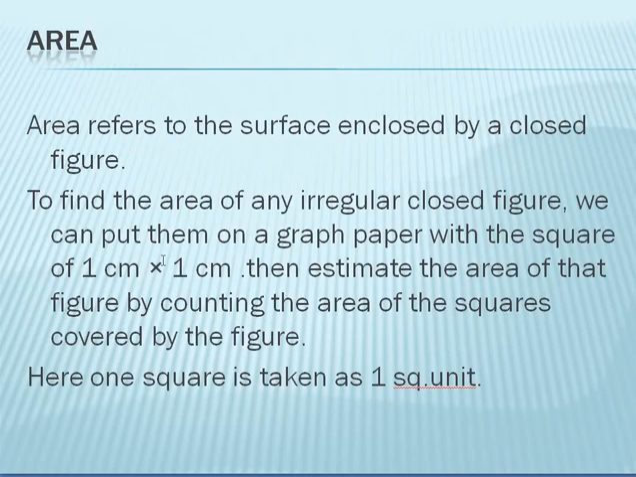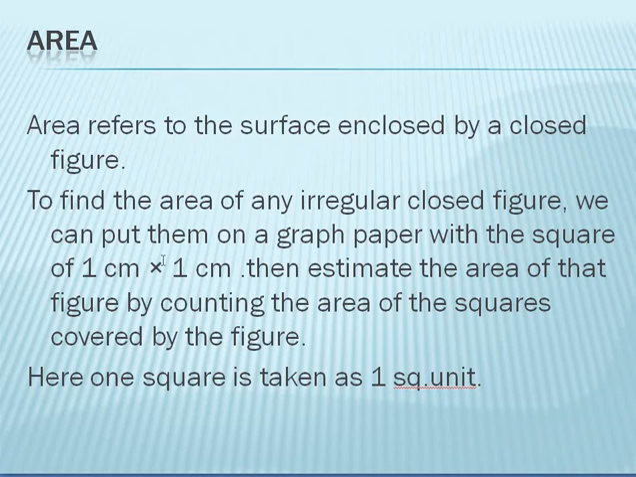Area refers to surface. Now, area. Area refers to the surface enclosed by a closed figure. Earlier we studied perimeter, that refers to the length of the boundary. Area is the surface covered. How much surface is it? Suppose there are 2 squares. One has less area, another has more area. So that square is bigger. The more the area, the bigger the object will be.